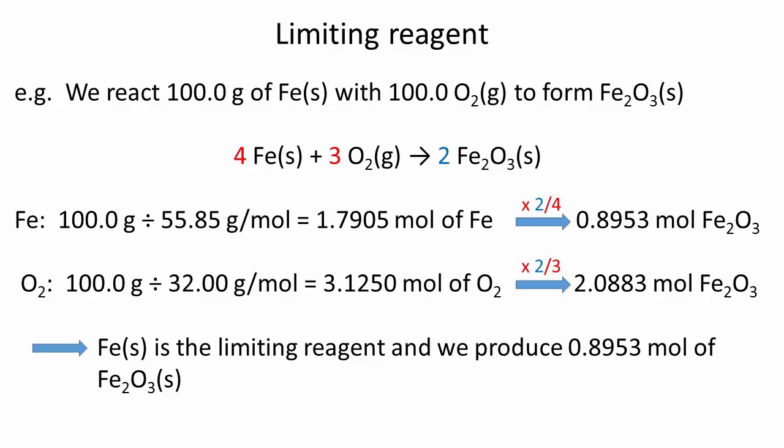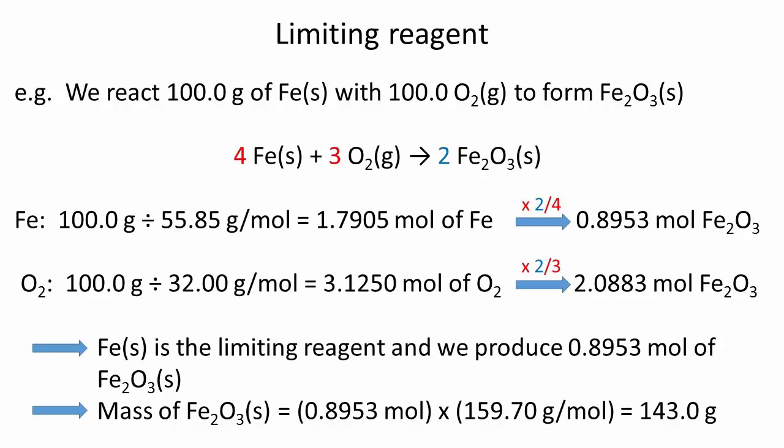And in chemistry, one typically wants to know the mass produced, so simply multiply the number of moles of product produced by the limiting reagent by the product's molecular mass. This will give you the mass of the product produced.